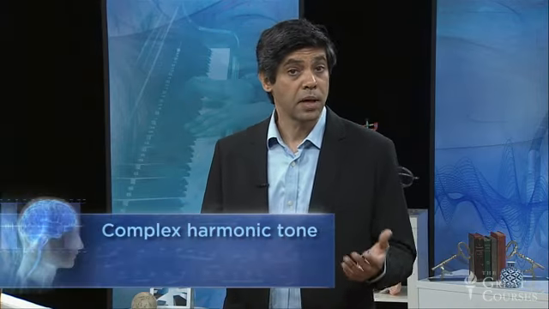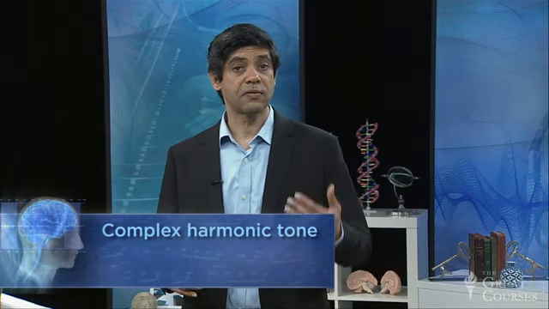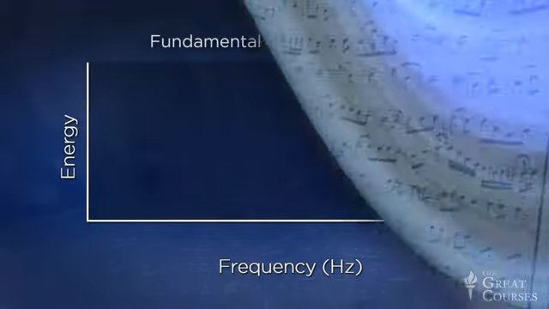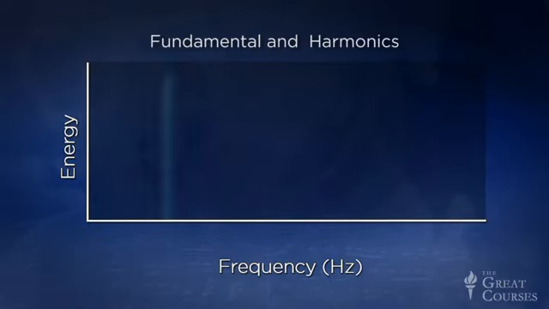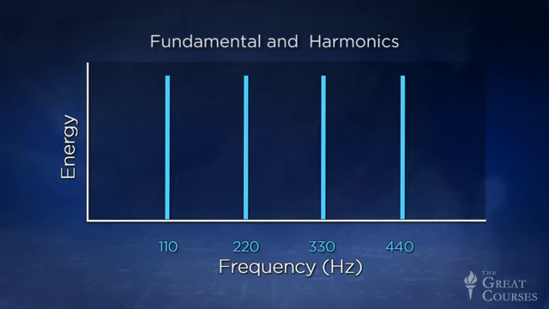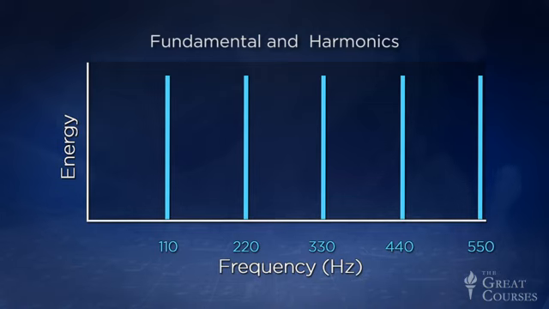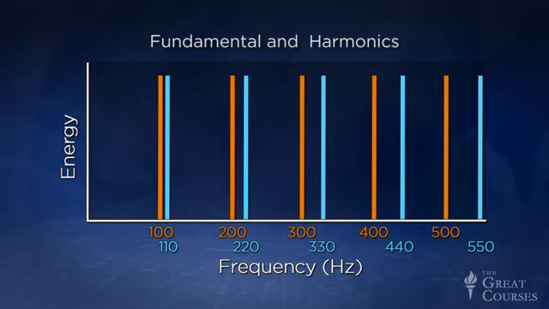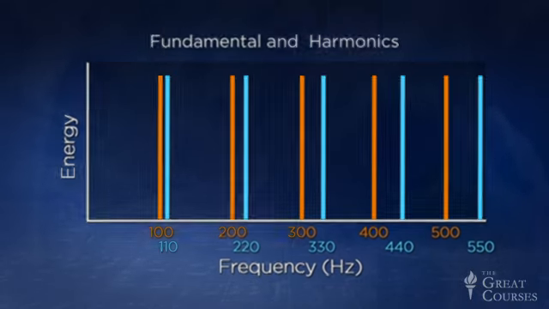Remember from our last lecture that musical tones are often complex harmonic tones. A complex harmonic tone has a set of frequencies consisting of a fundamental and several upper harmonics, which are integer multiples of the fundamental. For example, if the fundamental frequency is 110 Hz, then the harmonics are at 220, 330, 440 Hz, and so on. If two complex harmonic tones are played at the same time, then the brain receives both sets of frequencies at once, creating a composite sound with all the frequencies from both tones.